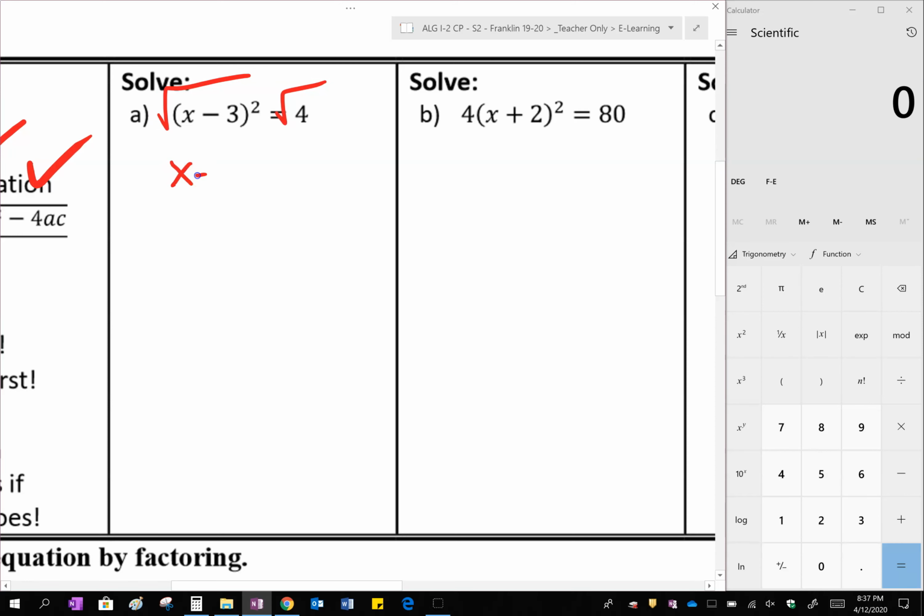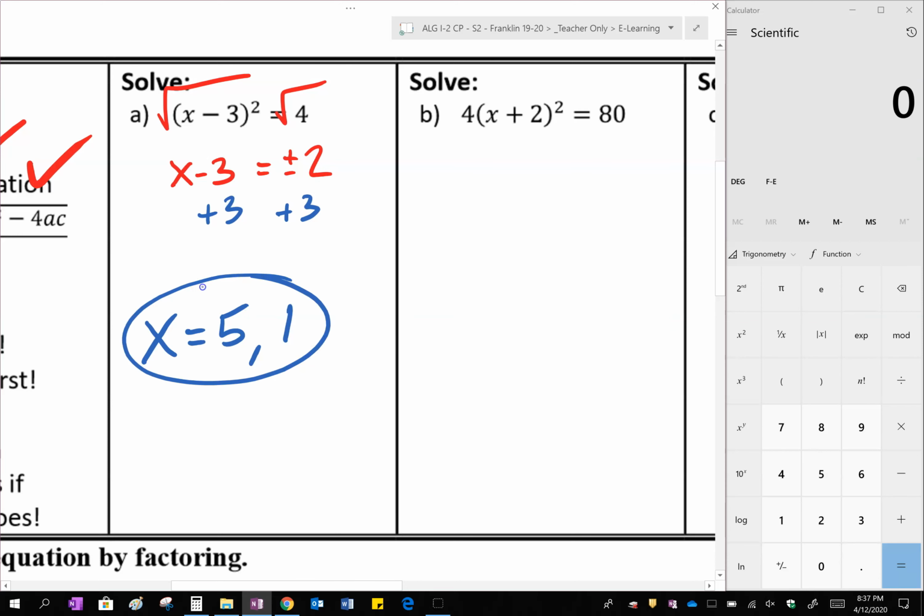So we get x minus 3 equals, and this is positive and negative 2. Right? Don't forget, when you take the square root of a number, you get a positive answer and a negative answer. And so we're going to add 3 now to solve for x. So don't forget, you have to do both, right? Positive 2 plus 3 is 5, and negative 2 plus 3 is 1. And there are our two solutions.